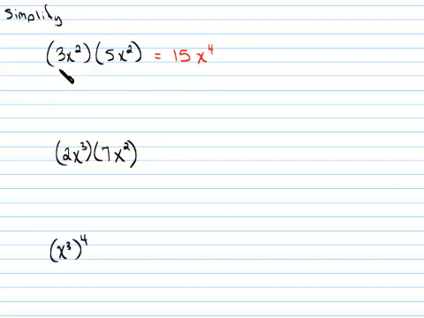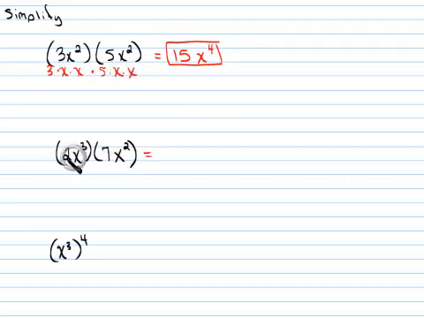3x squared means 3 times x times 5 times x. So multiply those in any order you want. 3 times 5 is 15, and there's an x being multiplied 4 times, so x to the 4th power. That's the long way, but we don't want you to have to do this every time. So go look at the next one.